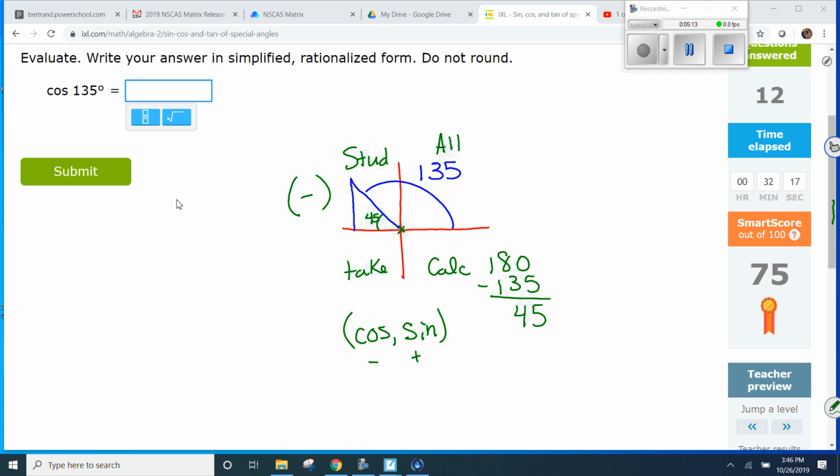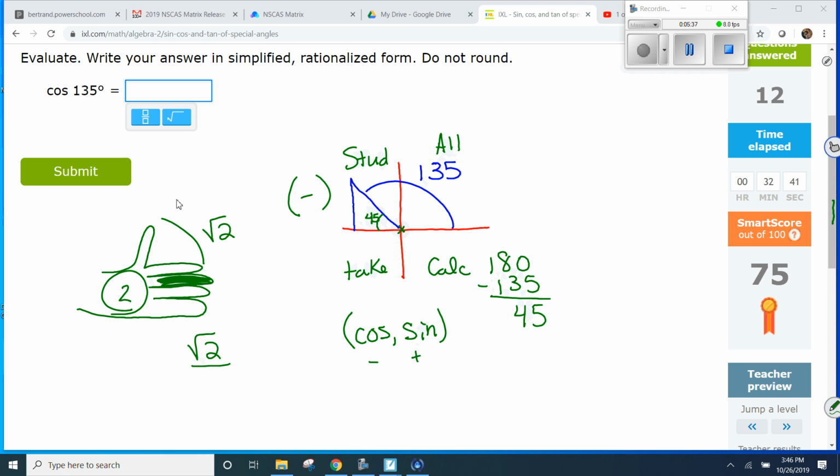So you look at your hand trick, and we know that the reference angle we were referring to is 45 degrees. So you're going to fold in 45 degrees, which is your middle finger. And the cosine is the top values, which is going to be radical 2. The palm of your hand is 2, so you have radical 2 over 2.